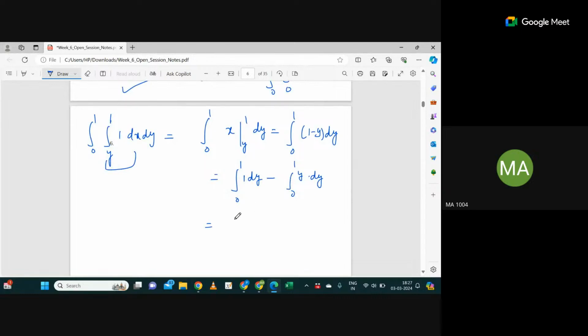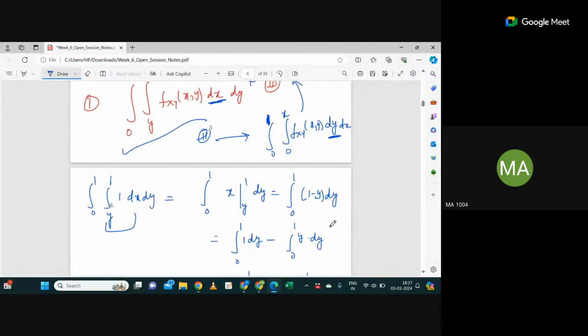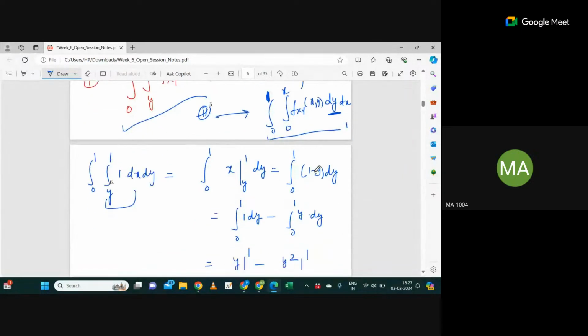So I will get 1. So y from 0 to 1 minus y square by 2, from 0 to 1. So just put the limit: 1 minus 0, then 1 by 2 minus 0. We got 1 minus half. This is within the limit, half. So if you see, half is the same thing we got with the region also, right? Now let's cross verify this one also.